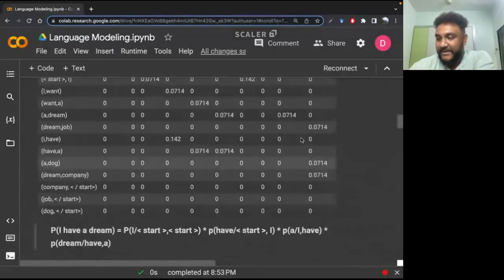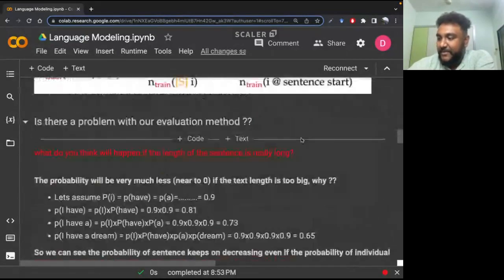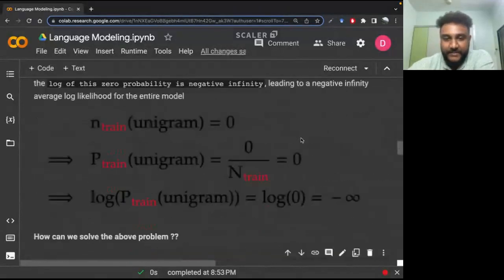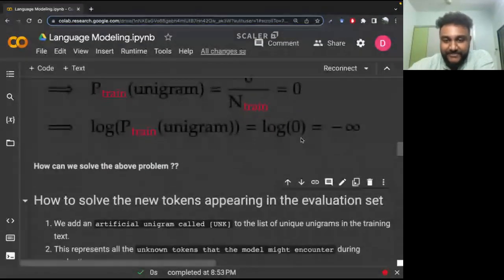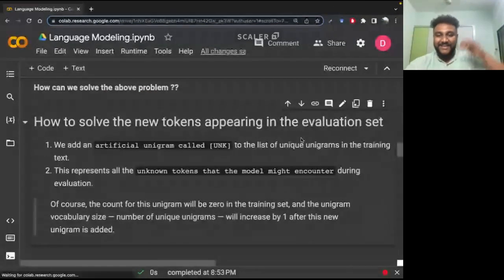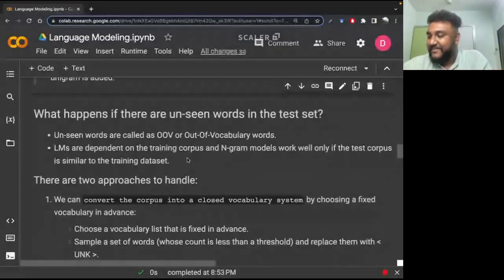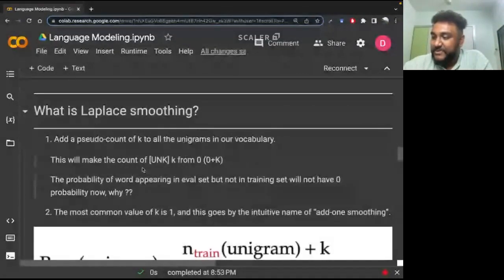Once we do that, there are certain problems with this. So this is how we deal with unseen data using Laplace smoothing.